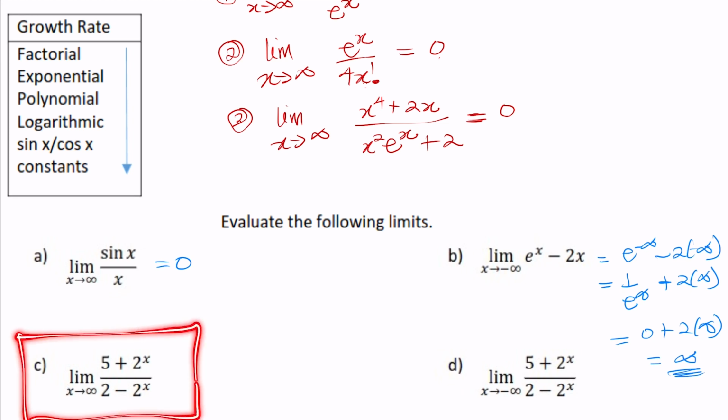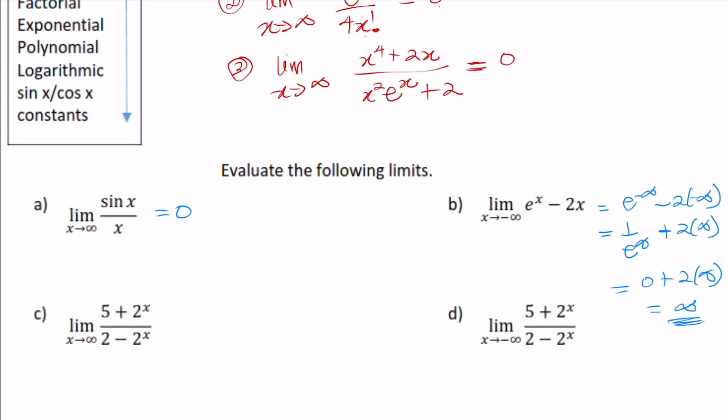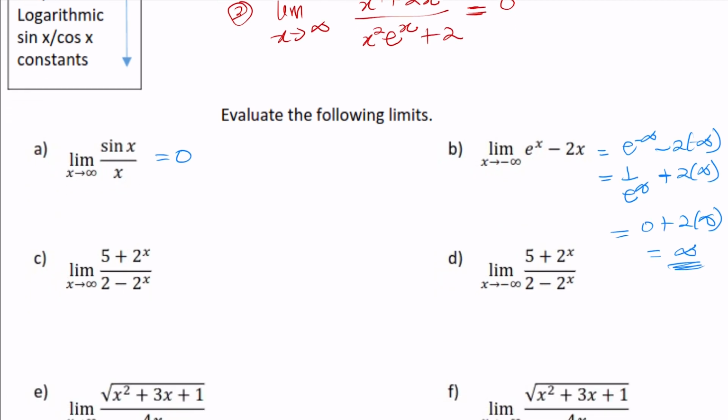Question C. A similar analogy applies to question C. So here I'm going to substitute directly and compare the answers. So clearly, if you look at this, you realize that if you substitute infinity, you are going to have 5 plus 2 raised to the power infinity divided by 2 minus 2 raised to the power infinity.